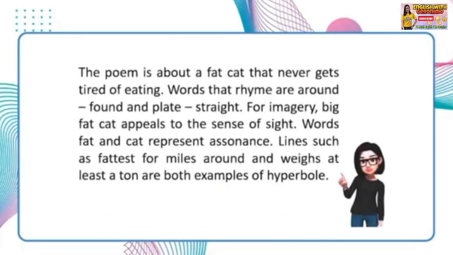So here's the answer to the poem that you have just read and analyzed. The poem is about a fat cat that never gets tired of eating. Its rhyme scheme is a round sound and plays straight. For imagery, big fat cat appeals to the sense of sight. The words fat and cat represent assonance. Lines such as fattest for miles around and weighs at least a ton are both examples of hyperbole.